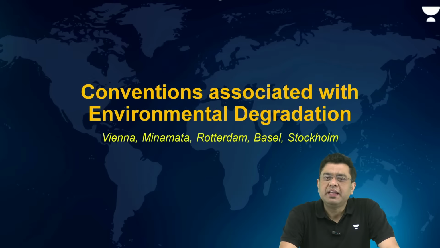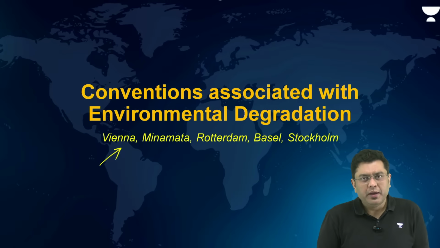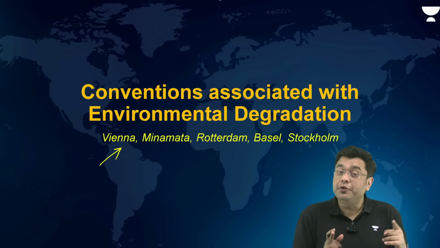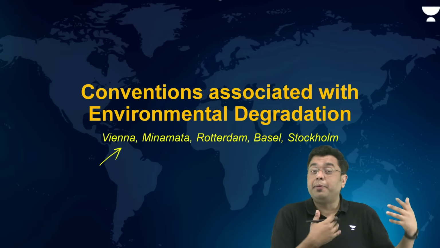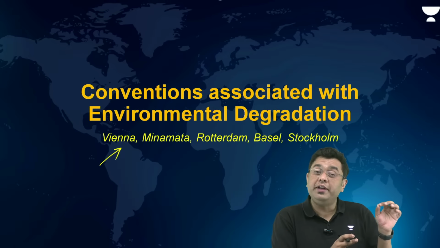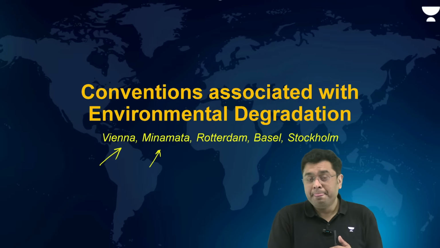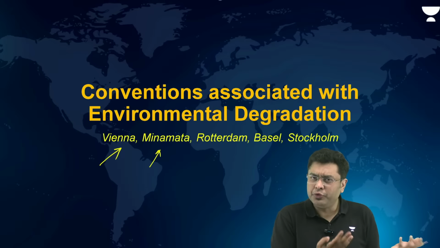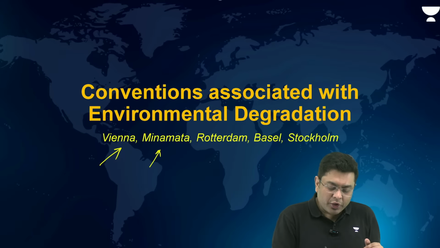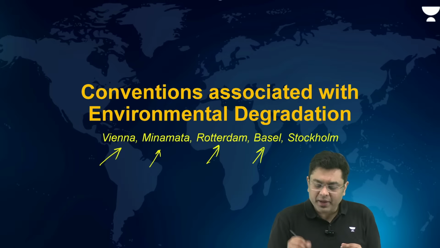Then, after that, we have the conventions associated with environmental degradation. Here you have various different conventions. Vienna Convention. Please don't confuse this Vienna Convention with the one associated with diplomatic immunity and the treatment of diplomats. This is a different Vienna Convention, associated with ozone hole depletion. You have the Minamata Convention for mercury poisoning, associated with the Minamata disease. You have the Rotterdam Convention, Basel Convention, as well as the Stockholm Convention.